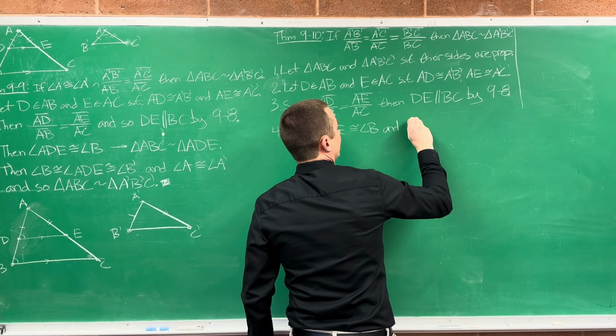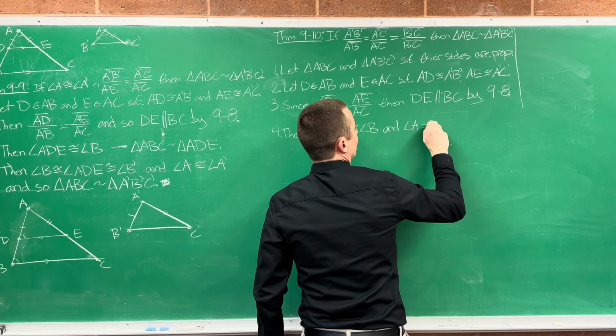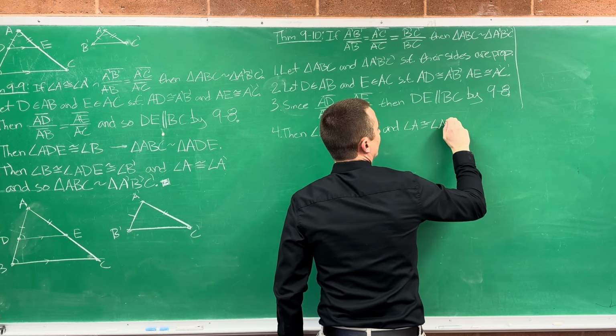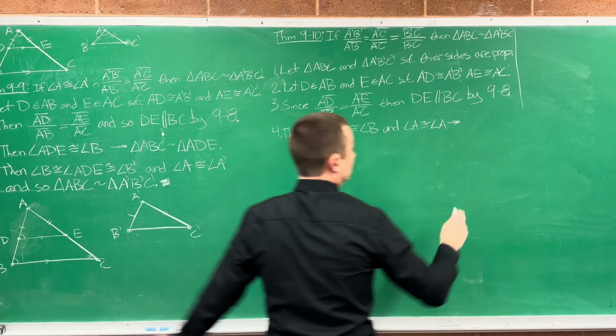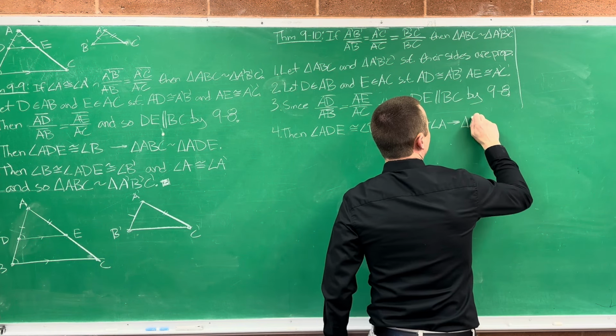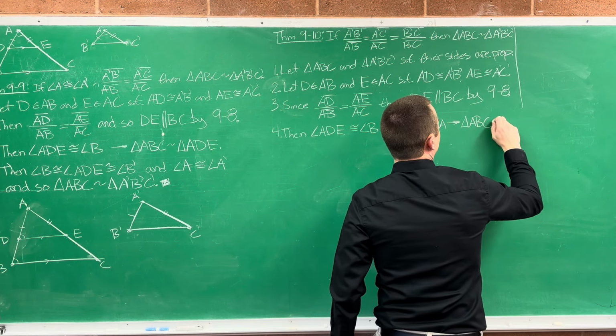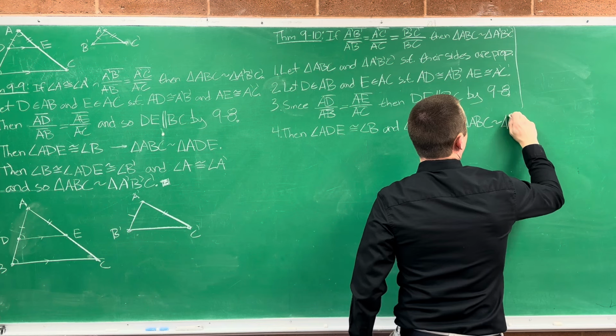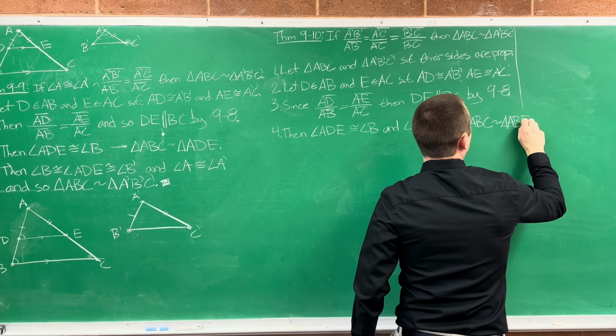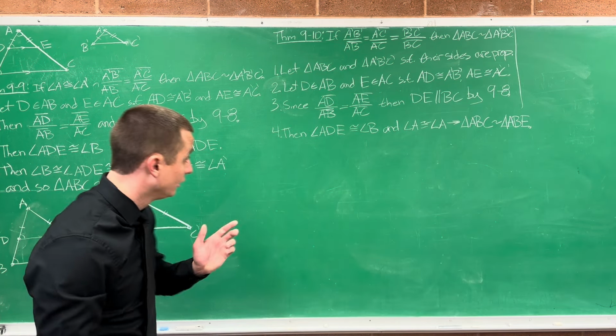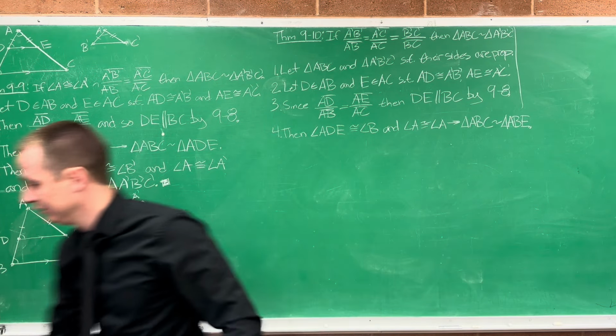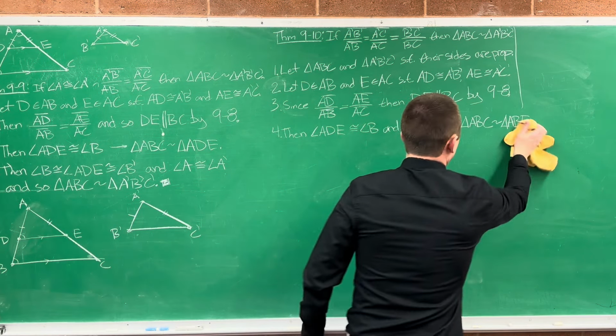And, in case you missed it, angle A is congruent to angle A, which gives me that triangle ABC is similar to what? Triangle ADE. Thank you.